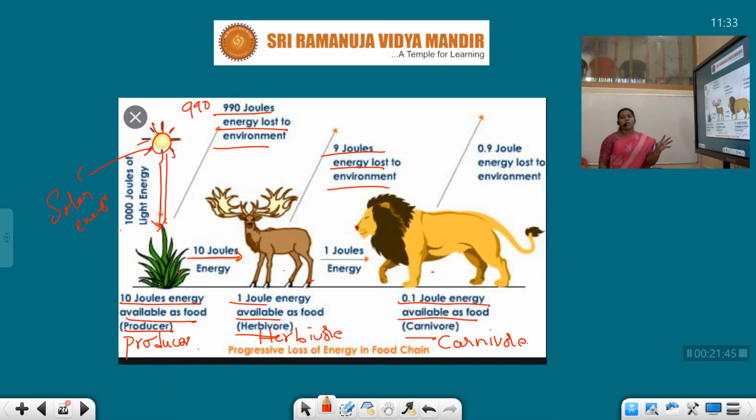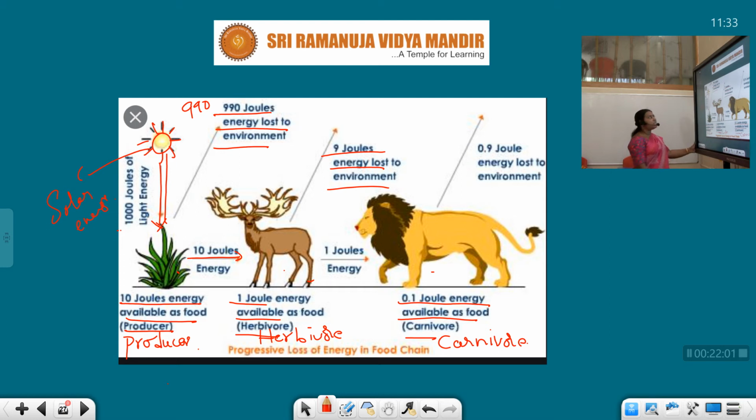You just see the figure, students. How much we are utilizing and how much we are giving back to the environment. You just see the energy flow. Okay. This is about the progressive loss of energy in the food chain.